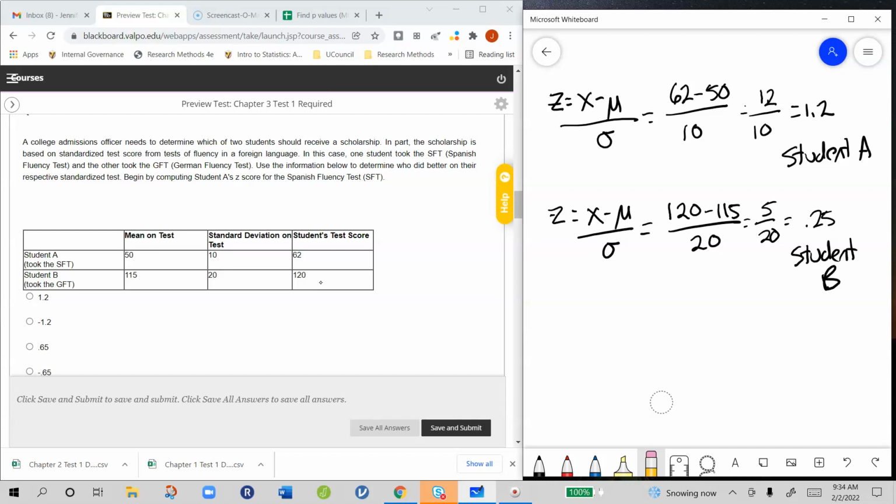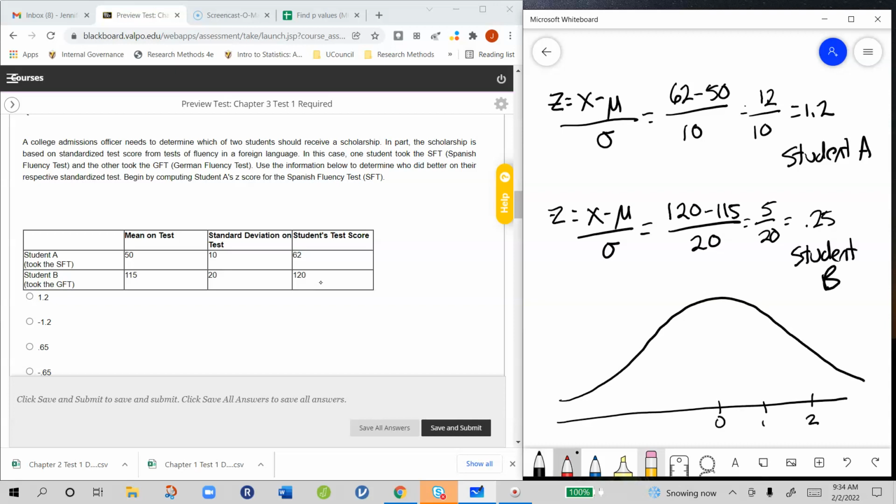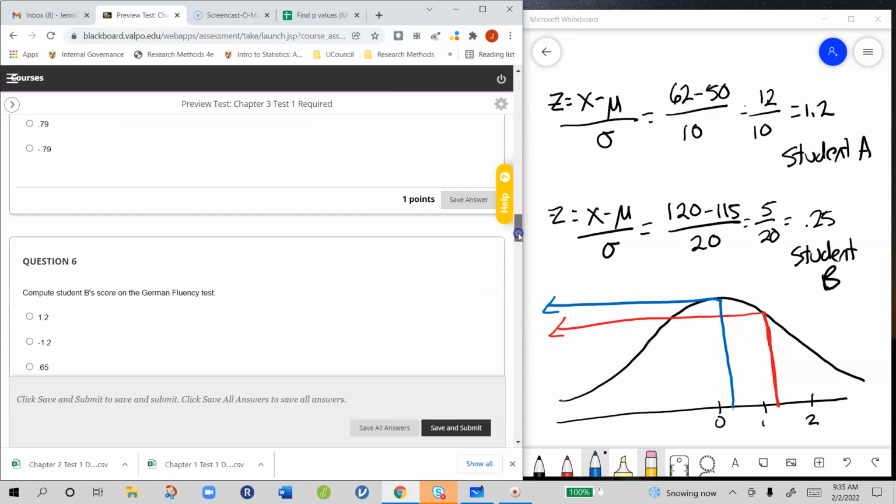Okay. Now if I want to know who did better, I can just look at their z-scores. Student A did better than student B. If I graph this on a normal distribution with a mean of 0 and a standard deviation of 1, you can see that student A would be right about here at 1.25, so they did better than everybody to the left there. Student B has a z-score of 0.25. They only did better than everybody to the left of them. Right? So student A has a higher z-score and did better than student B on those.